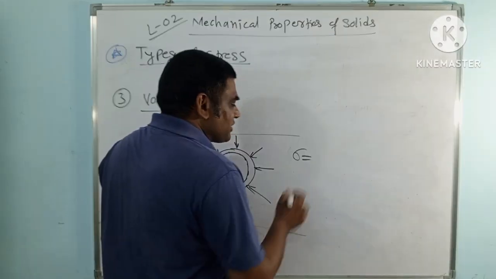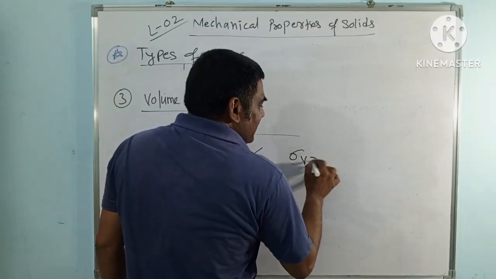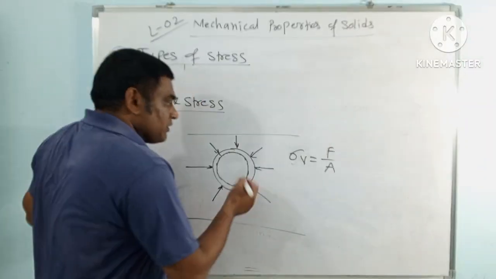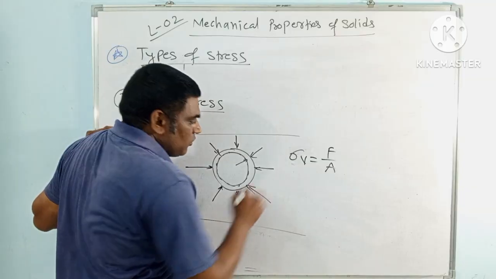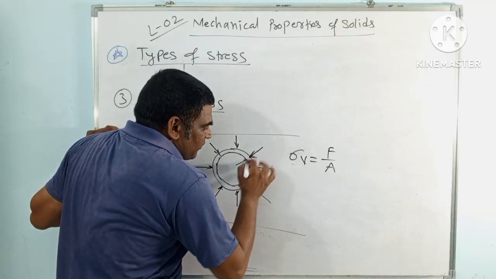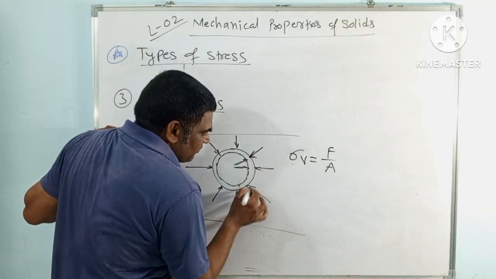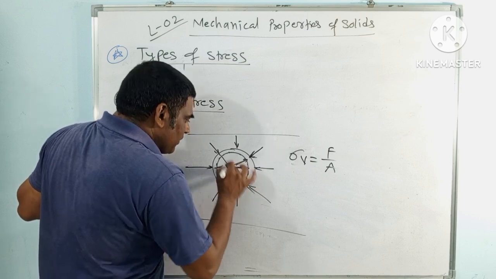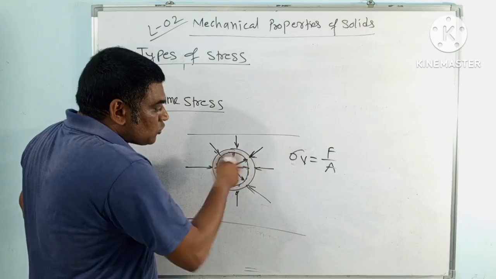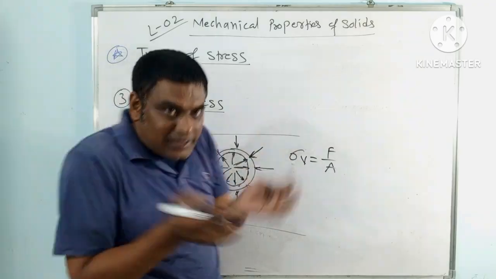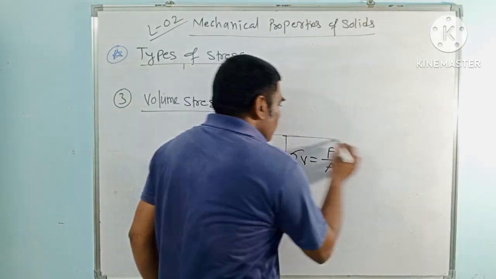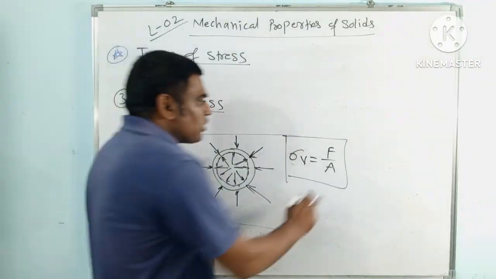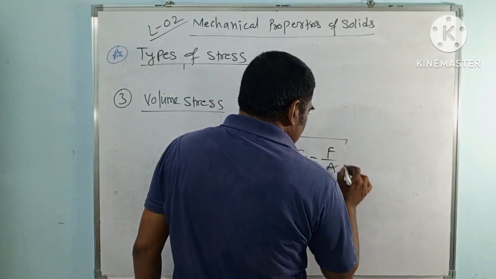So this volume stress is equal to force by area. Same, but which force? This force we have to take, the internal resistance. This is the external force, and here this force will be there, at every point. So total force divided by total area, that will be the volume stress.